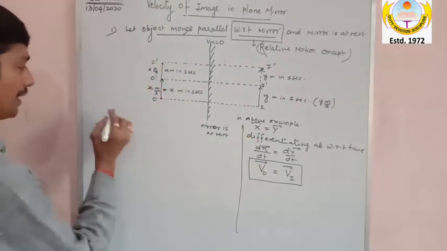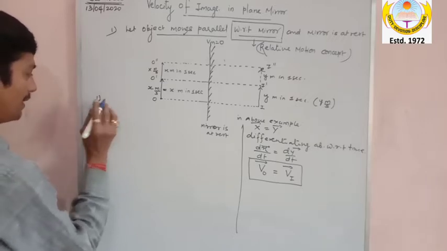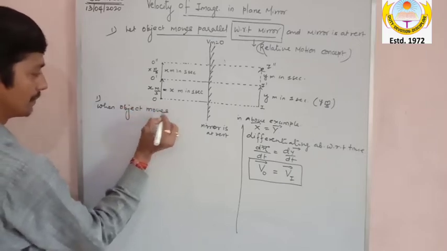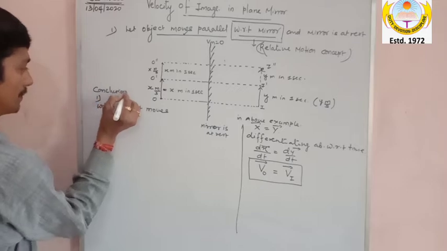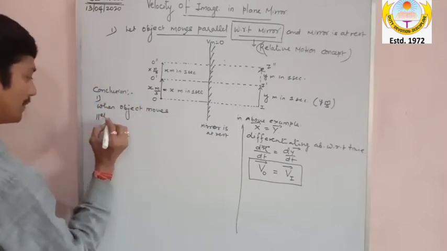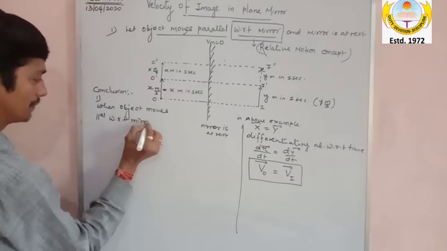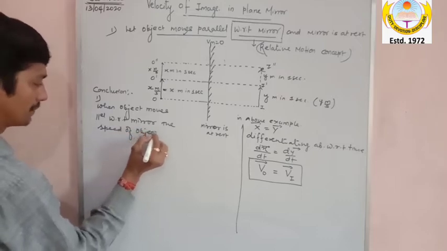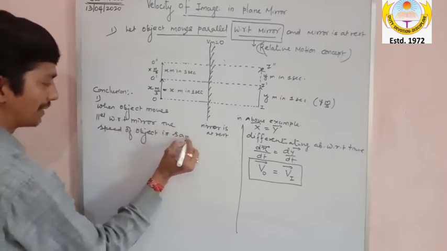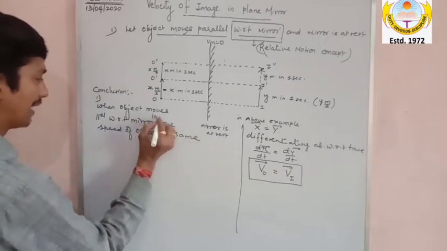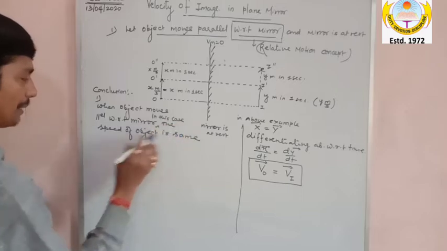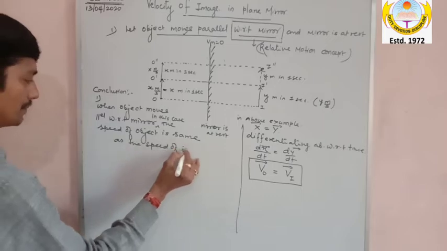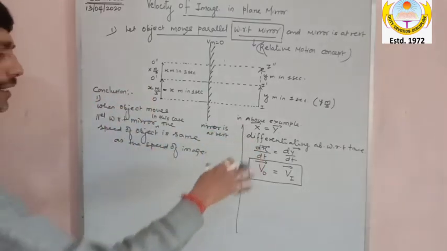That is, in the first point, when the object moves parallel with respect to the mirror, the speed of the object is the same as the speed of the image. This is my first point, you can see here.